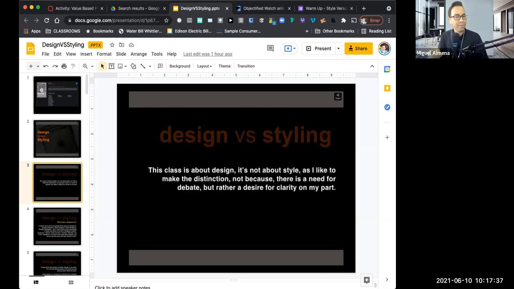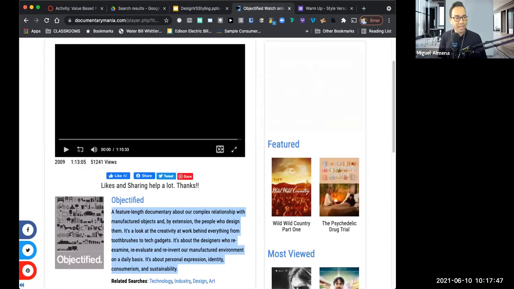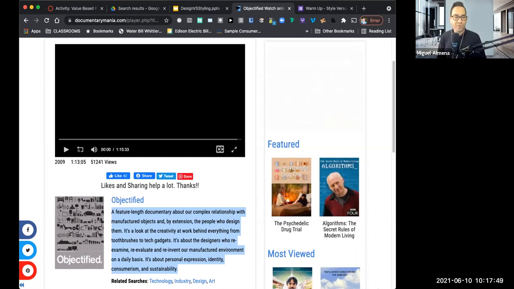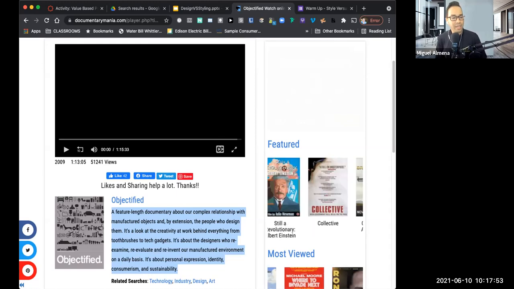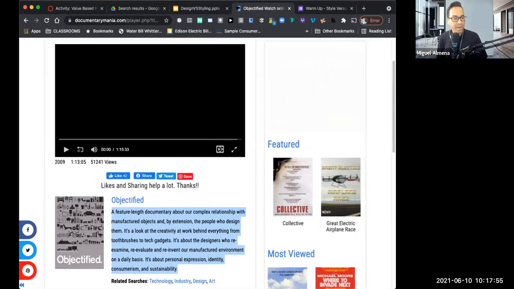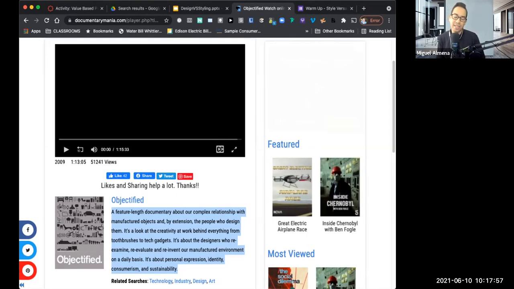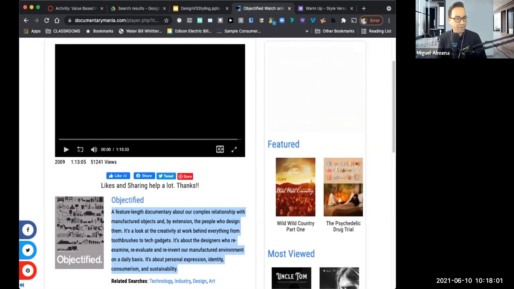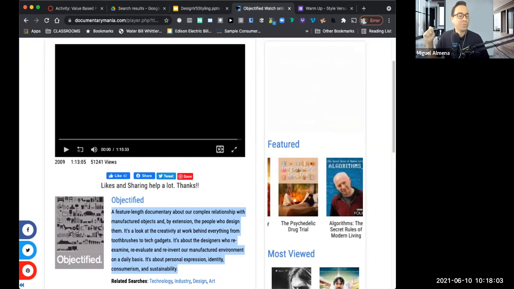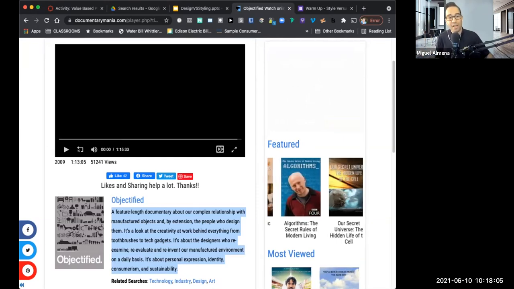But this film is great because I really want you guys to focus in on how they talk about their projects and how they think about the work that they do. It's very meaningful, very in-depth, and critical thinking. They put a lot of thought behind the smallest details and how things work in their function. We see designers that design toothbrushes. We see designers that design iPhones.